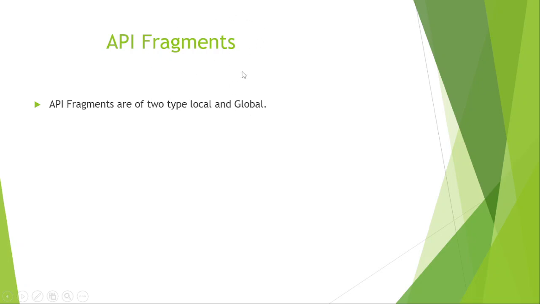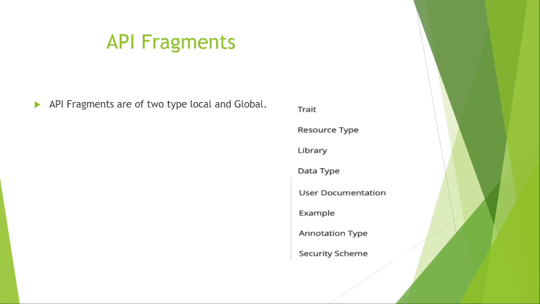An API fragment is used if you have some reusable code that you can reuse in many places, then you can create an API fragment. Let's take an example. I have written code with 1,000 lines, out of which 10 lines are repeating continuously. Then we can create an API fragment with that, and we can reuse it again.